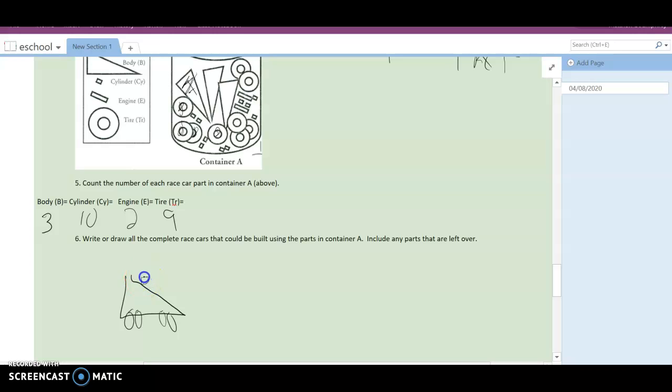Cylinder. I need 3. 1, 2, 3. So those are gone. And then 1 engine. Sweet. So I got that gone now. Cool. Let's use another one. So now I'm going to use this one.